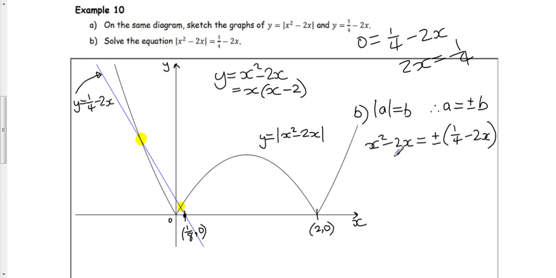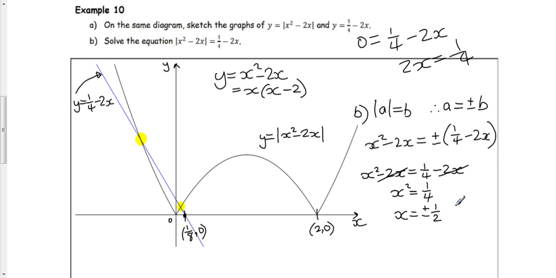So we get two possibilities here. Either x squared minus 2x equals a plus 1 times the right-hand side. So I get this. Or x squared minus 2x equals minus 1 times the whole of the right-hand side. Let's solve this one first. Now I can add 2x to both sides. Leaves me with x squared equals a quarter. And then square rooting both sides, I get x is plus or minus a half.